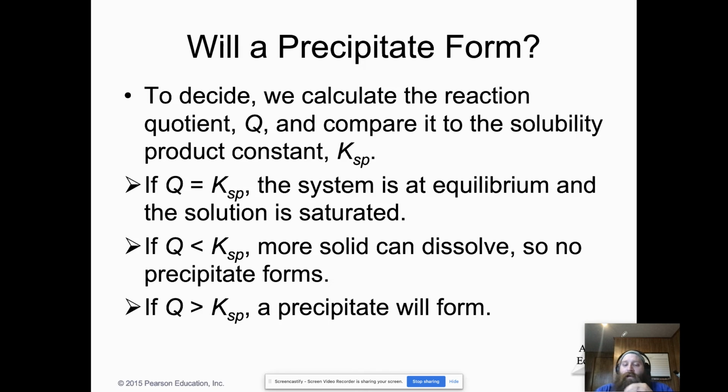If Q is less than KSP, then you can get more solid to dissolve. So you have no precipitant, right? You can put more solid into the spaces between the molecules. But when Q is greater than KSP, you will get a precipitant, right? So that is the relationship between KSP and Q. That's what we want to be able to do there.